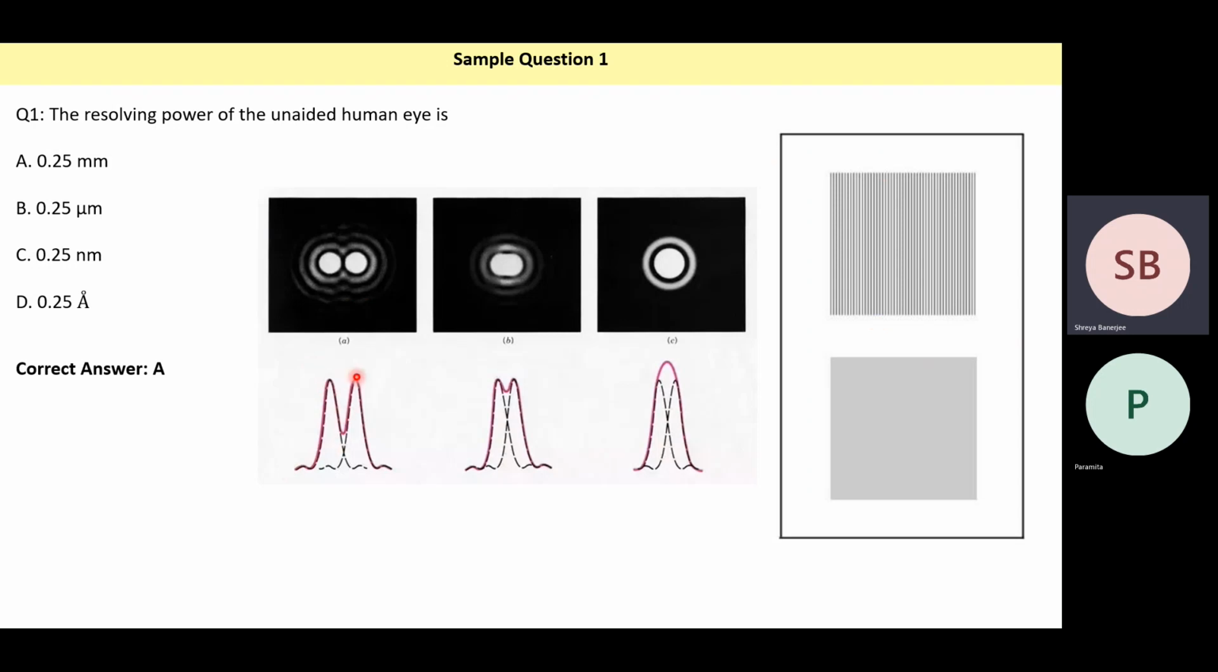Basically, just to recap, the definition of resolving power was the ability to see two different particles which are near each other, the ability to see them separately. So as two peaks in the spectrum, if they are merging, then it is just beginning to not be resolved. And if it is a single peak, then it is completely unresolved. So as I said, in this image, the distance between the two lines is 0.25 millimeter, but we can distinguish this. So this is the resolving power of the unaided human eye.